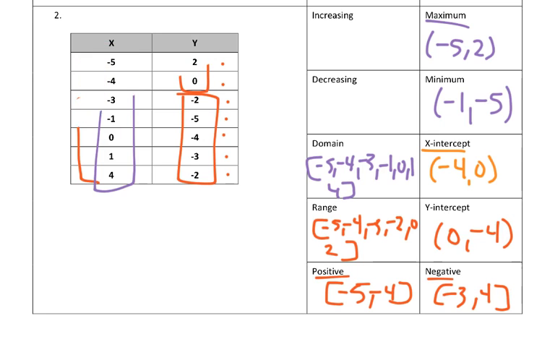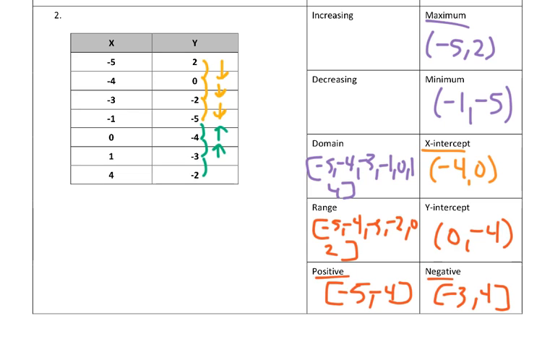Now, increasing and decreasing, we're looking at those y values. When are they going up or down? So 2 to 0, it's going down. 2 to -2, down. To -5, down. Now -5 to -4, that's going up, and up, and up. So from here to here, it's increasing, and here to here, decreasing. So -5 to -1 is decreasing, and -1 to 4 would be increasing. And that's what it should look like for our table.